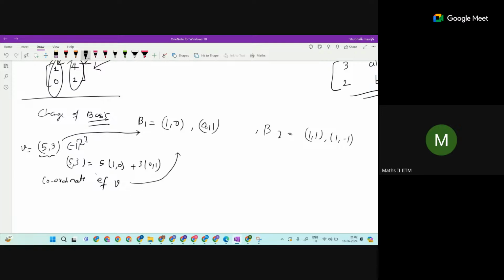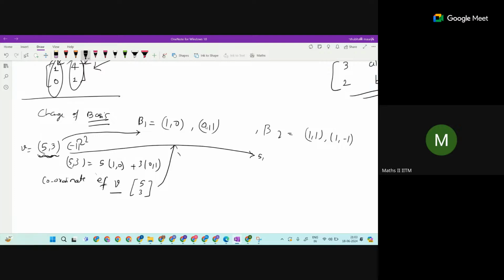This (5, 3) coordinate is generally written like this. Even horizontally we can write it, but don't worry, think that it is in vertical or horizontal form, it doesn't matter. But it will be separated by commas if written horizontally. So the coordinate of v with respect to the canonical basis is this, but the same vector with respect to this other basis is going to be different.